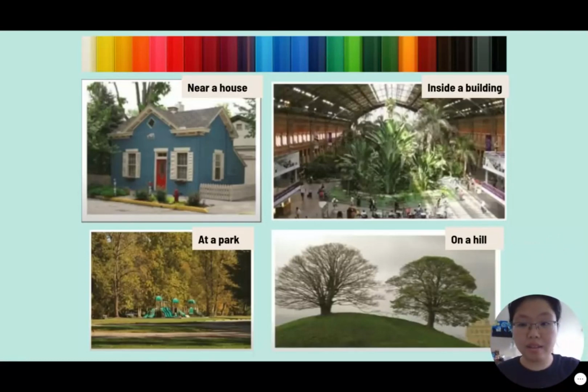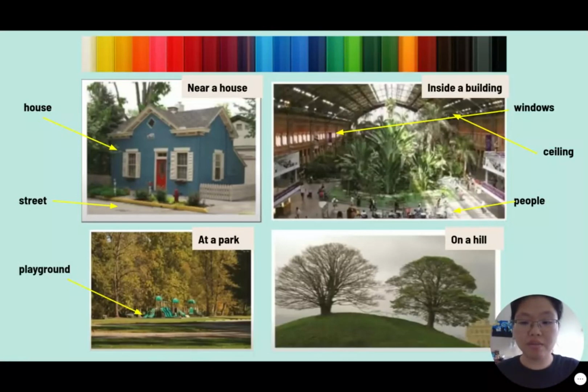I noticed that there is a house, a street, windows, ceiling, people, playground, grass, building, and a hill.